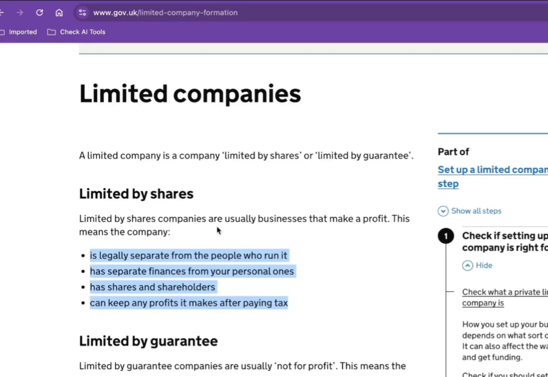Limited companies are a better idea if you're looking to scale your business and hire people down the line as well. If you want your suppliers to take you seriously, limited companies are a better option.